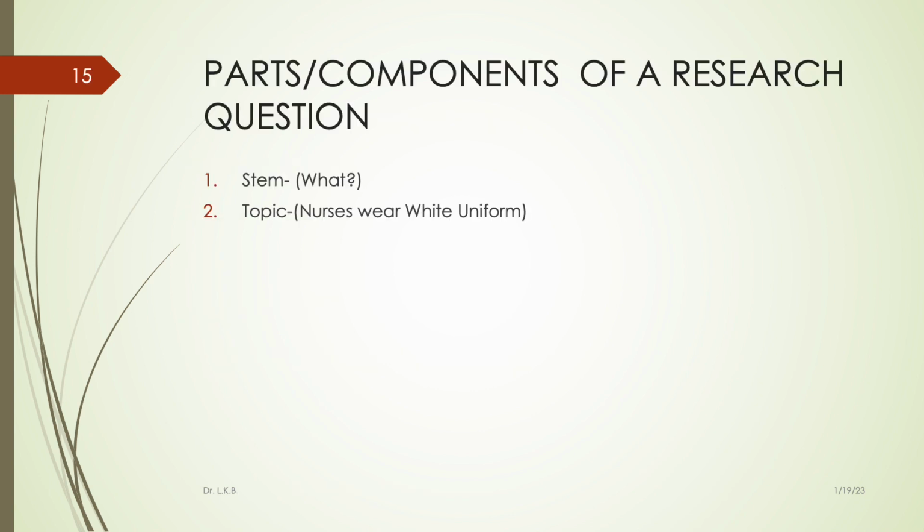How do we write the research question? We'll start by noting that the research question has two main parts. It should have a stem. Remember the stem, which has the W's, it's not just the what. The stem could have any of the W's: what, where, who. And it must have a topic.